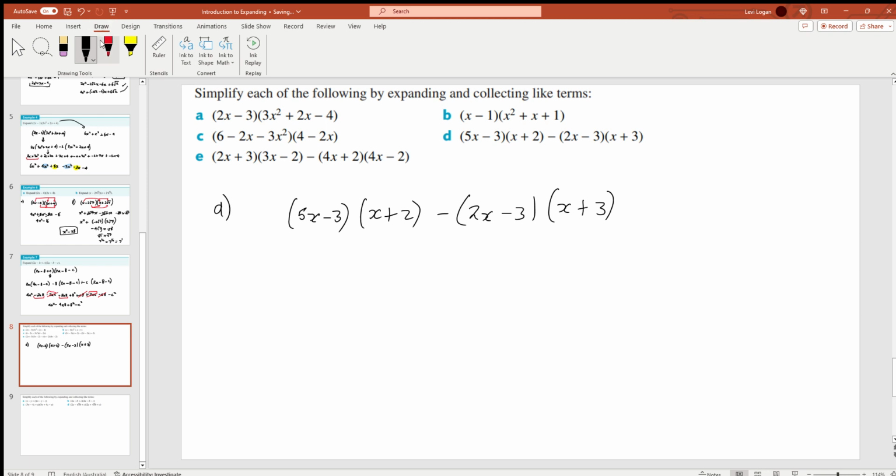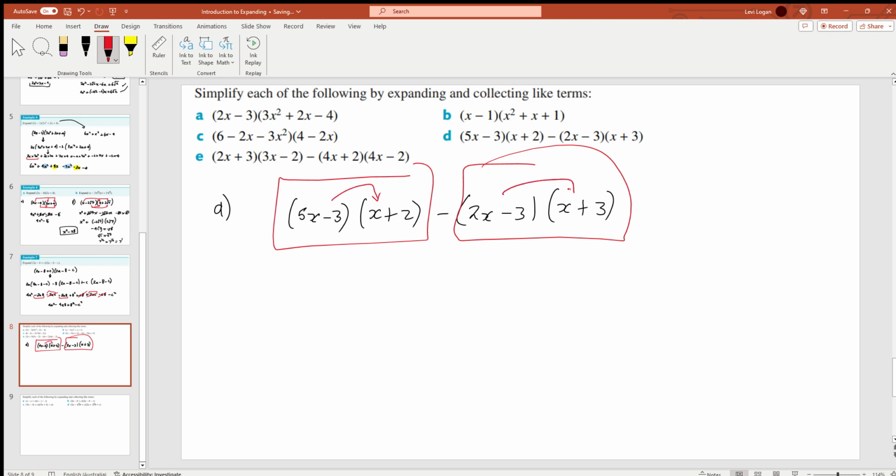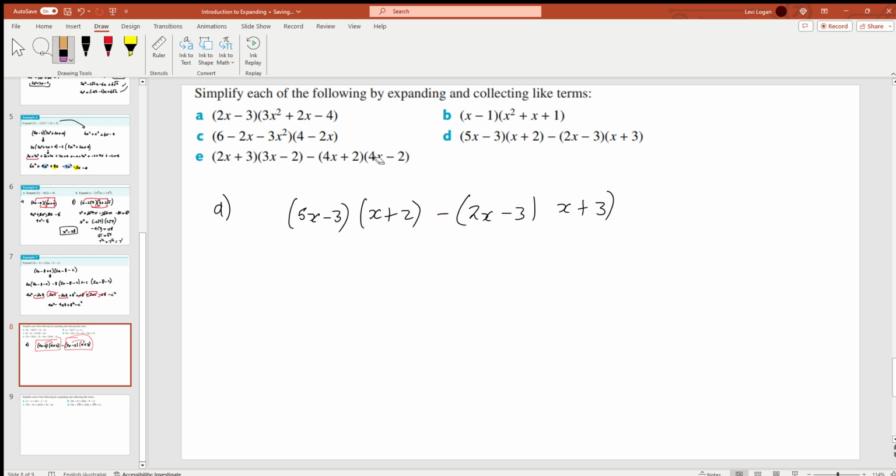So what we're going to do is take a look at each of these individually. Don't worry about combining them yet, because we need to multiply these two together and these two together first, and then we're going to add and subtract like terms. So for now, let's just take a look at the first set of brackets at the front here, just these yellow ones.